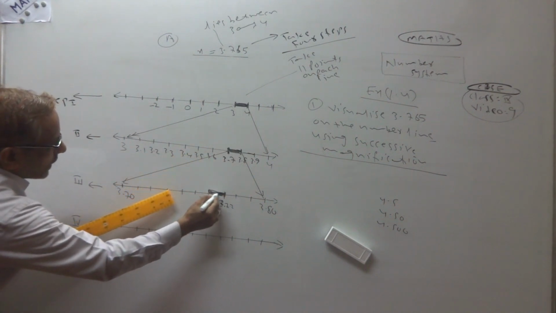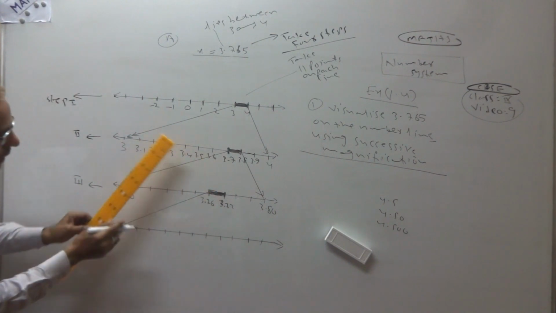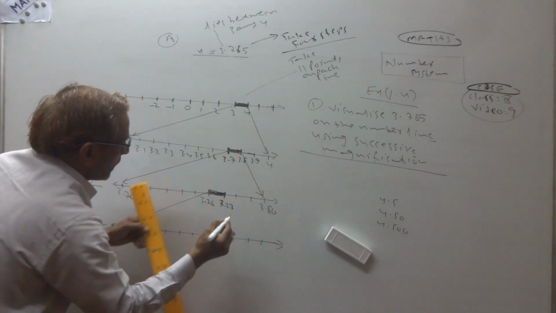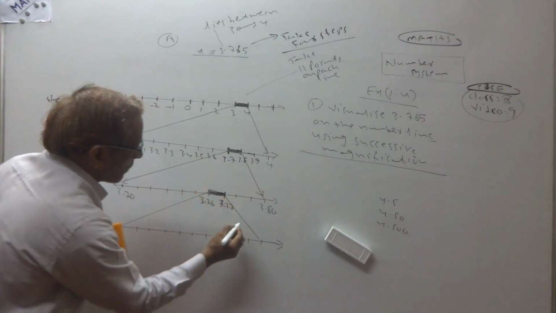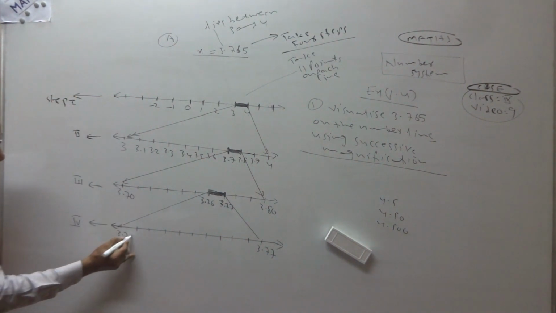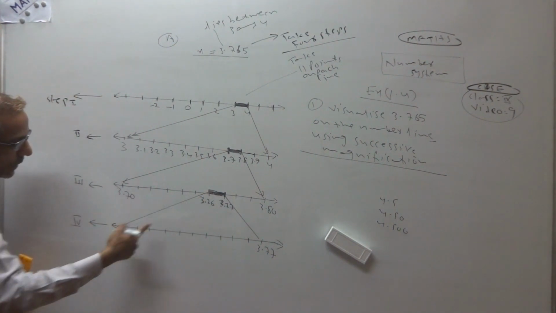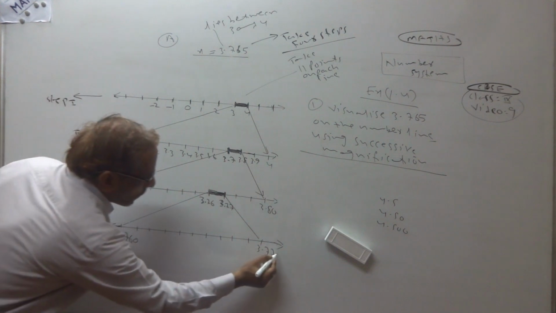Yes, please highlight this area. 3.76 here. 3.77 here. Yes. 3.77, 3.76. This number we write here. Got? After that, you know, you can add 0.